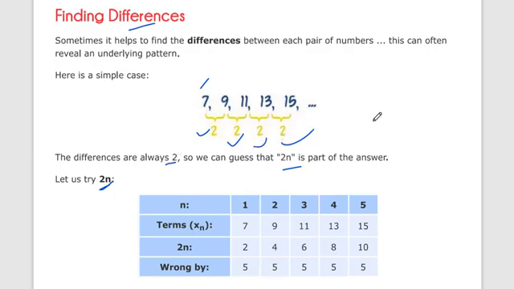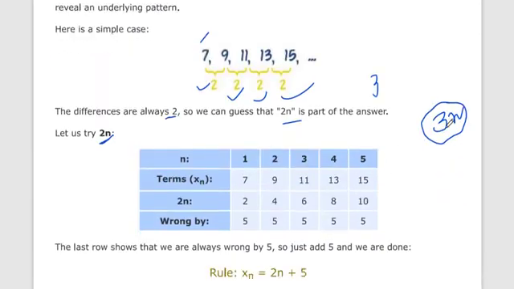If in a sequence the difference is 3, you can guess that something like 3n is in the rule. So we start with 3n if the difference between all the terms is 3, but here the difference is 2, so we start with 2n. So this is our term n, 1 2 3 4 5, and this is the original sequence.